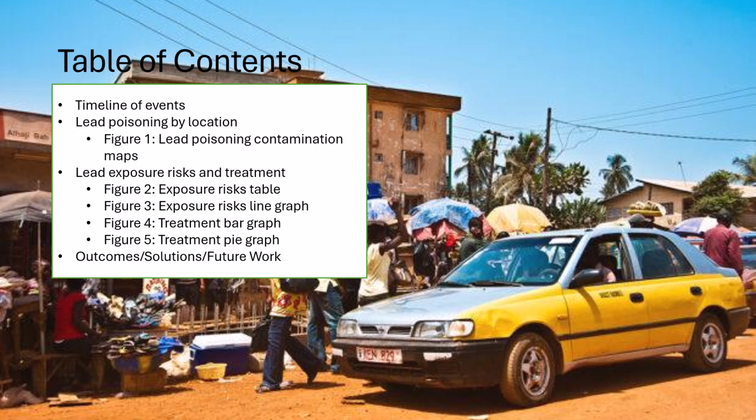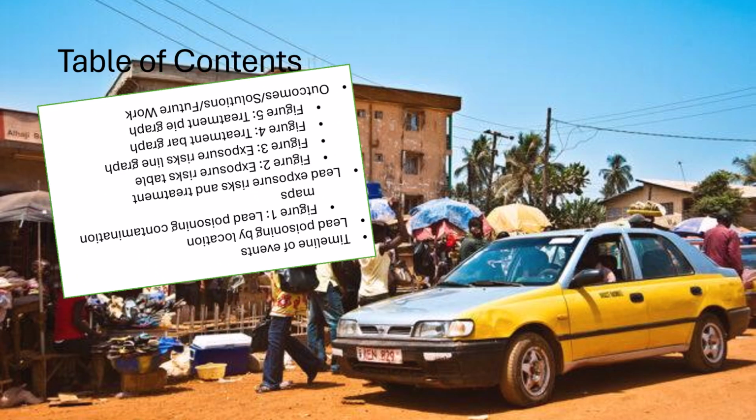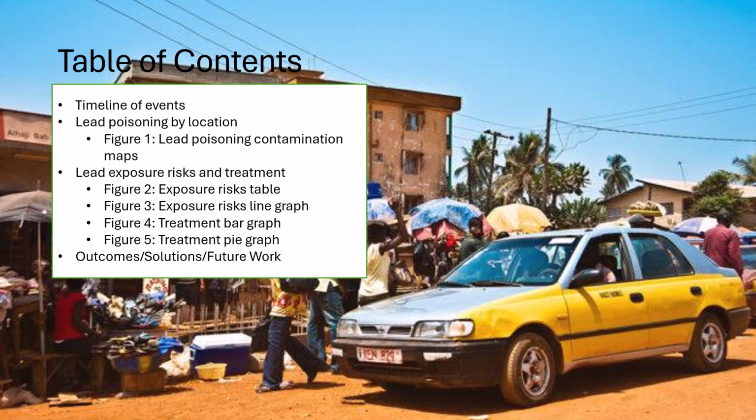So the table of contents: we'll start with the timeline of events, and then we'll follow that up with lead poisoning by location, which includes figure number 1, a lead poisoning contamination map. Then we'll move to lead exposure risk and treatment, which includes 4 figures, the first being an exposure risk table, the second being an exposure risk line graph, the third being a treatment bar graph, and the final being a treatment pie graph. And then we'll end with outcomes, solutions, and a future work summary slide.